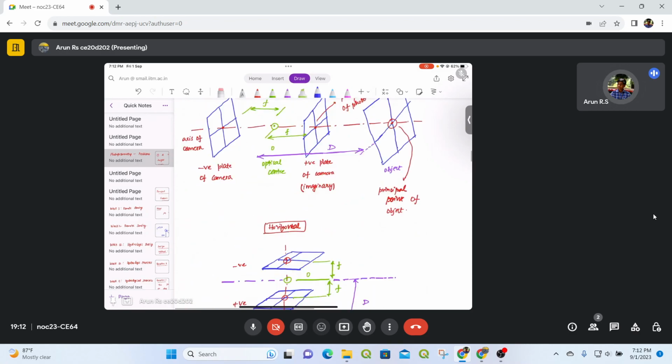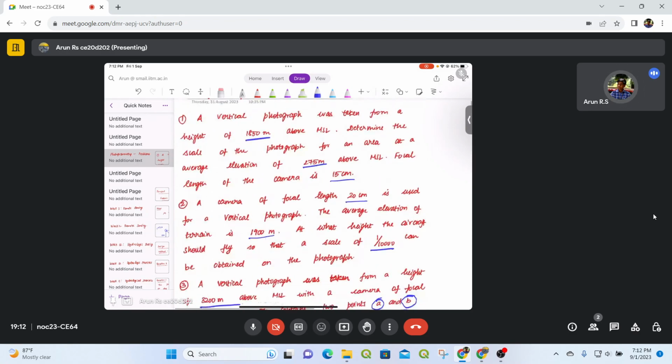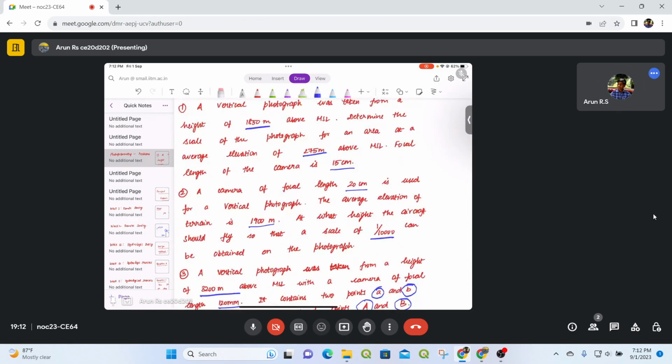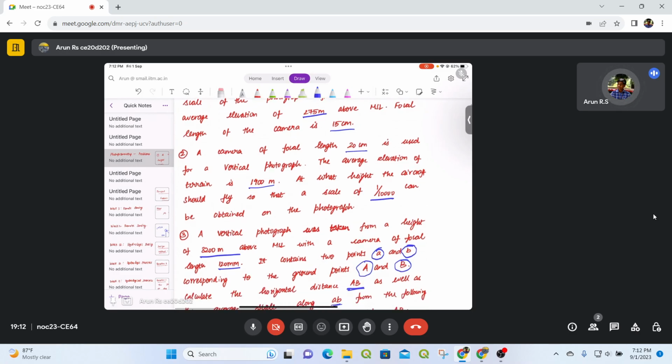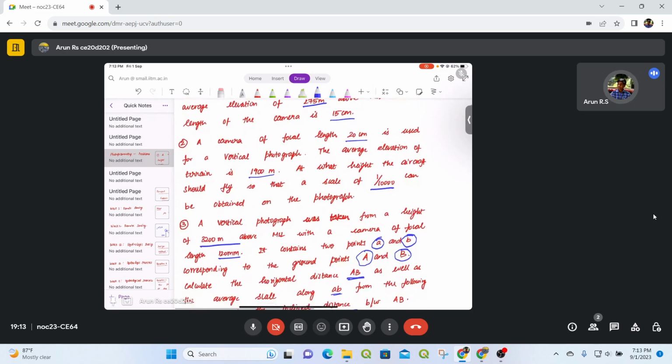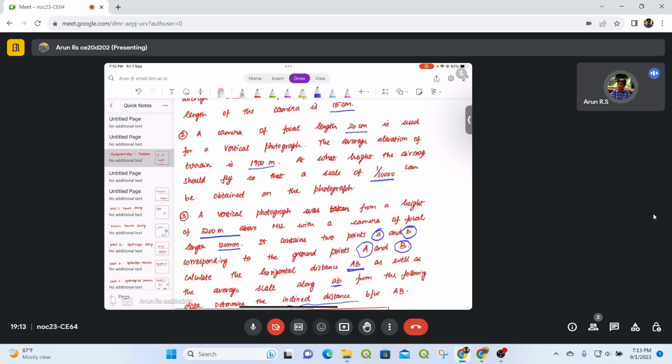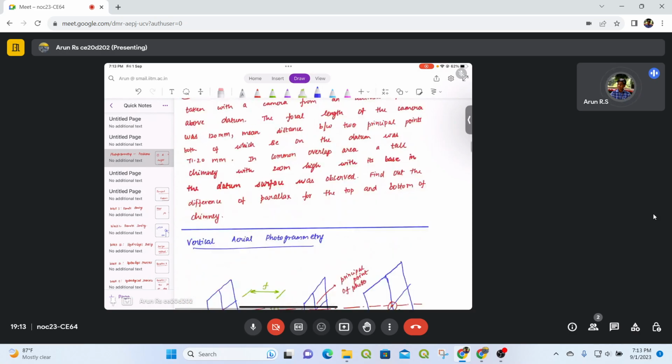And the second problem is the inverse of the first problem. Here a camera of a focal length of 20 centimeter is used, focal length is given, and the average elevation of the terrain is 1900 meters. At what height should the aircraft fly so that the scale of 1 by 10,000 can be maintained? So focal length is given and the terrain height is given. So we need to determine the height at which the aircraft should fly so that the scale is maintained.